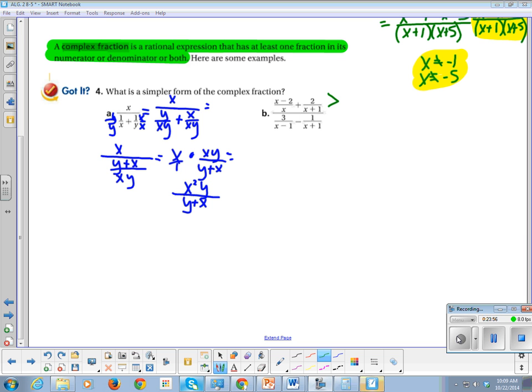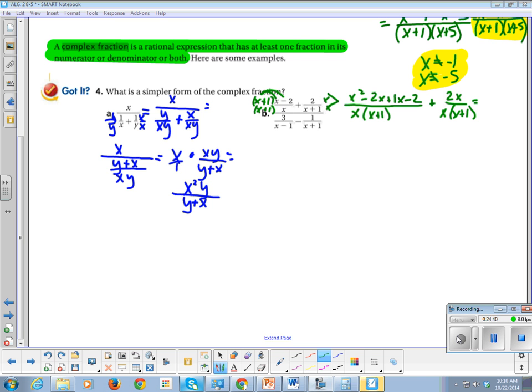Common denominator here, I need to give an x plus 1 to this side and an x to this side. So I end up with x squared minus 2x plus x minus 2 over x times x plus 1. And the second item becomes 2x over x plus 1.